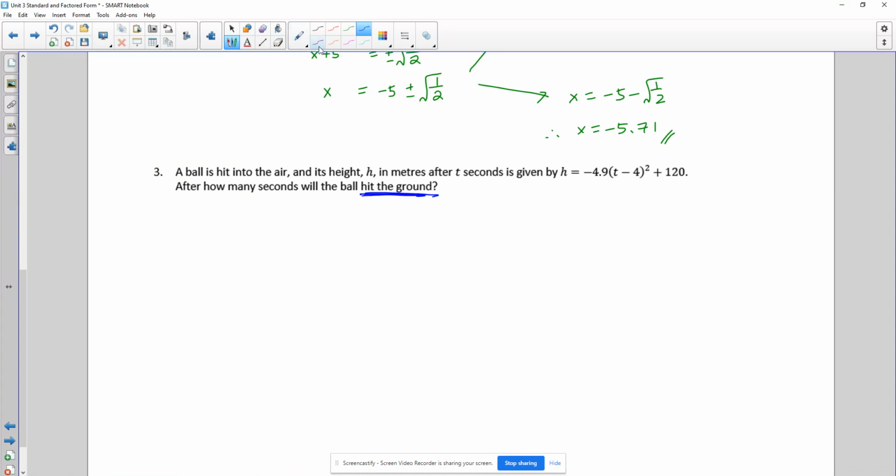I'm going to start taking this up. After how many seconds, that means t is unknown, will the ball hit the ground? So the height of the ball when it hit the ground is going to be 0. Okay, so over here, I'm going to plug in 0 into the height is equal to -4.9(t - 4) squared plus 120. If I'm solving by isolation, I need to move the k value to the left-hand side. So from a positive 120, when you shift it over, it's going to become -120.